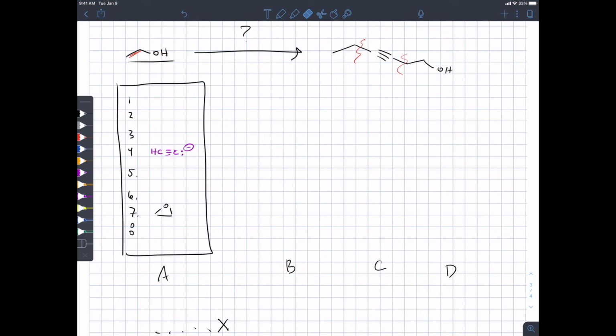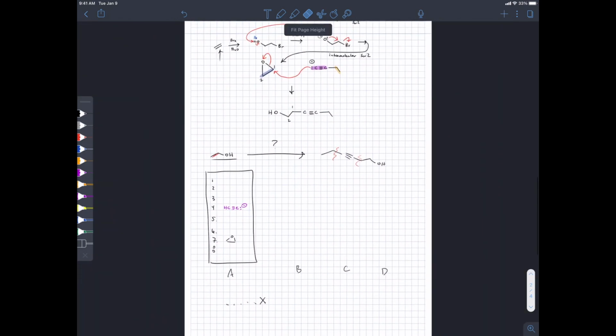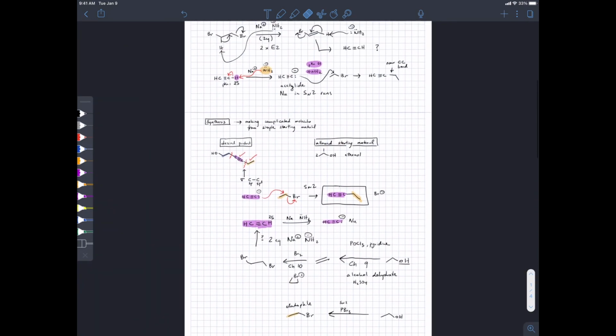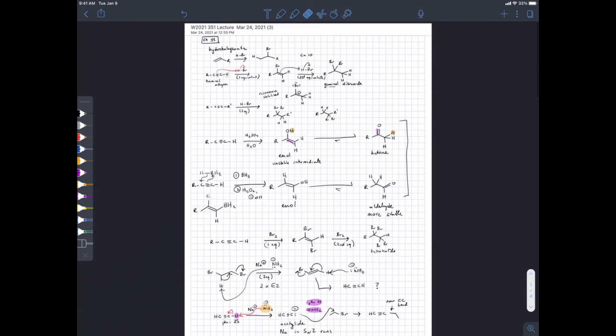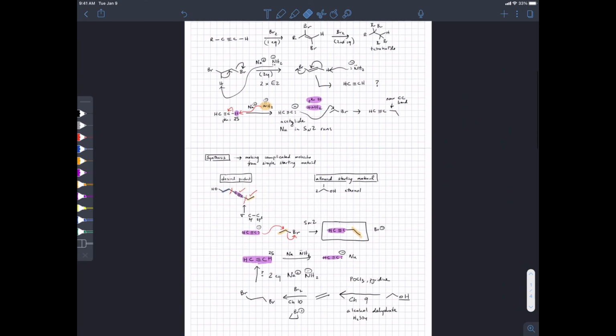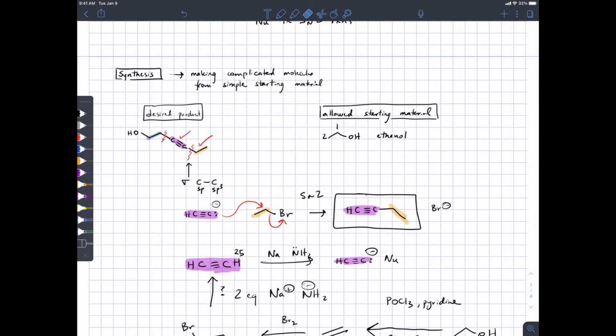So with these reactions where there are multiple steps, and we start with one starting material like ethanol, what are the rules on what we can and can't use? For example, POCl3. What are the rules about what you can and can't use?